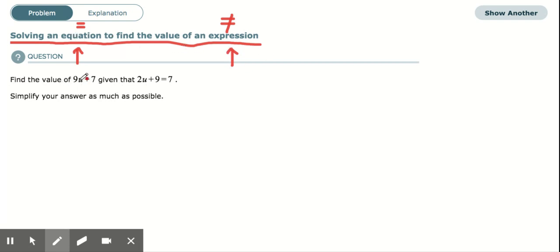So let's find the value of 9u plus 7, given, that's a really important word here, given that 2u plus 9 equals 7. So if we're given this, whatever follows that given, that's what we need to use first, right? Because whatever you're given in math, it's like we're being detectives, and whatever information we're given, we're using that to solve the crime or to solve the problem. So since we're given 2u plus 9 equals 7, we can actually figure out what u is equal to. So we start with what we're given in order to find what we are looking for.